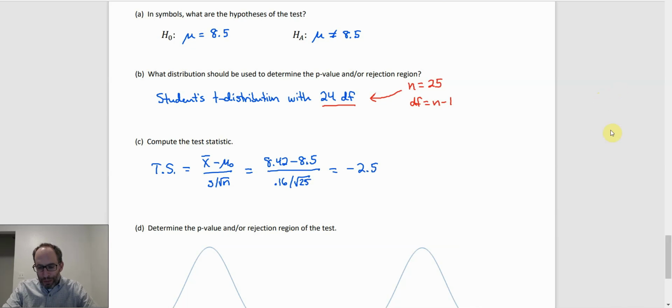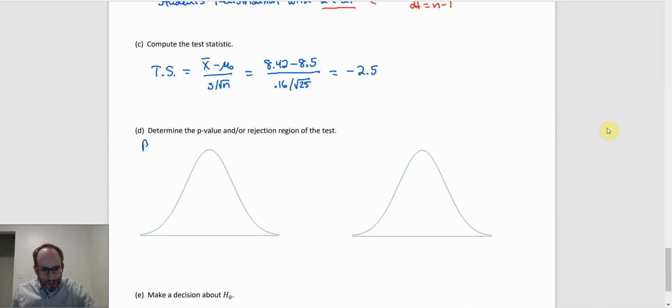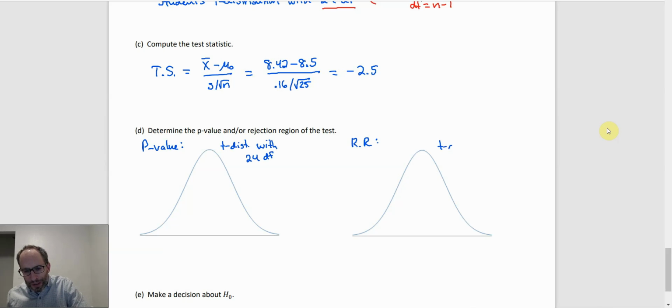Okay, moving on to part D. Once again, I guess we can put the p-value on the left, and we'll put the rejection region approach on the right. And both of these curves are supposed to be a t-distribution with 24 degrees of freedom. So I guess I'll have to write it kind of off-centered here. So with 24 df, same thing over here, t dist with 24 df. Okay. And then t-distribution, by definition, no matter the degrees of freedom, will be centered at 0.